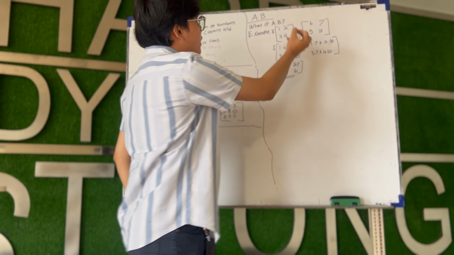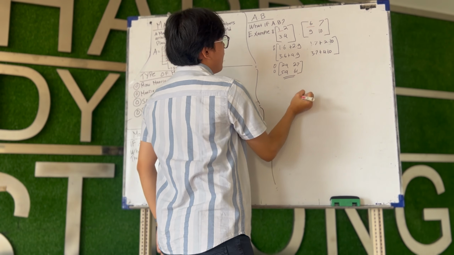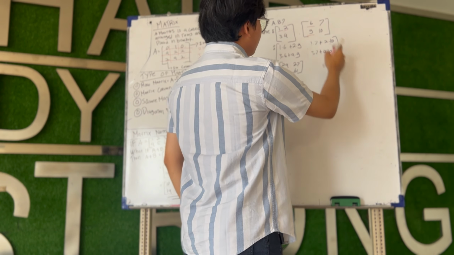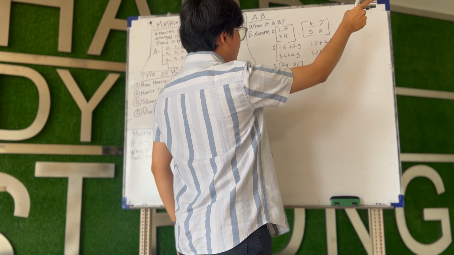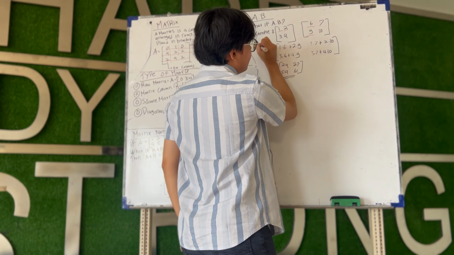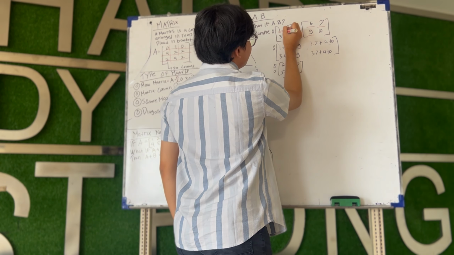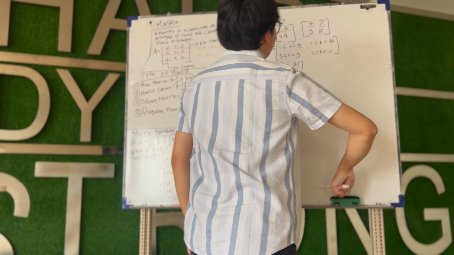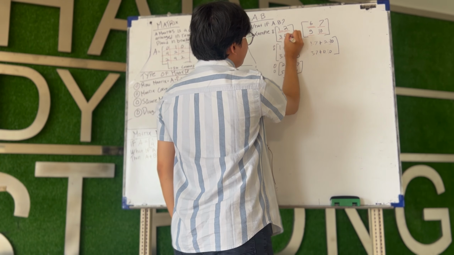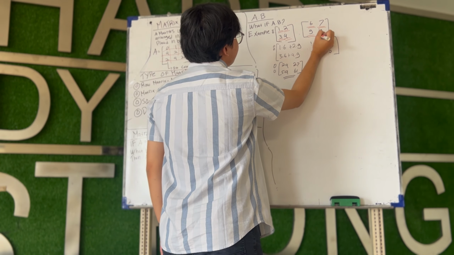And next is A multiply B. For example, 1 multiply 6 and 2 multiply 9, the row multiply column: 1 multiply 7, 2 multiply 10, 3 multiply 6 and 4 multiply 9, 3 multiply 7 and 4 multiply 10.